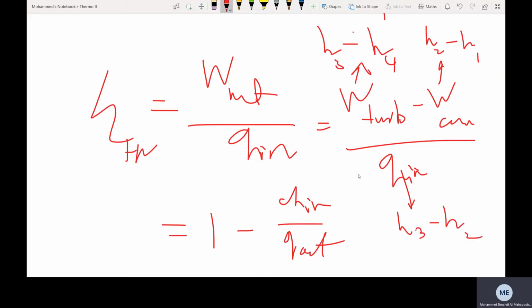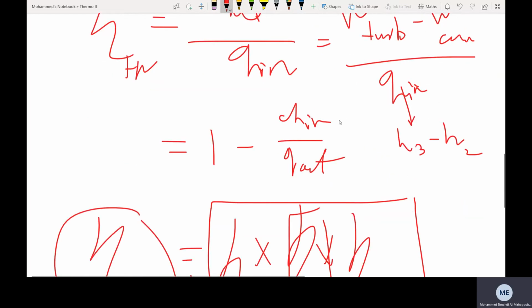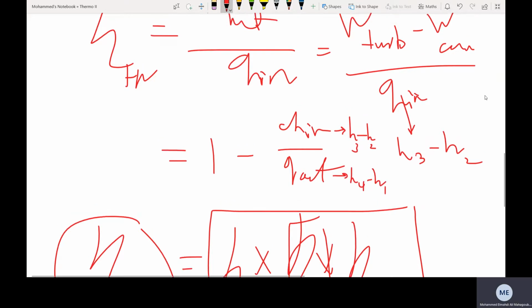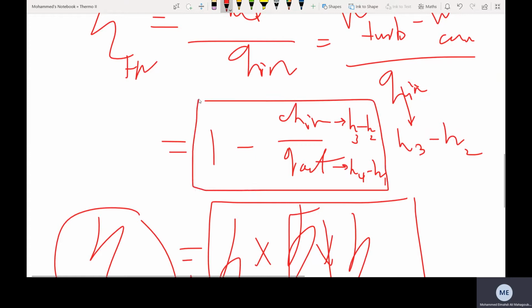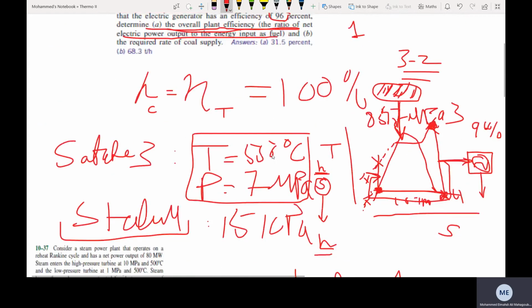Okay, so I basically need all the points. Or even if I worked here, for the heat addition, I need H3 minus H2, and for the heat out, I need H4 minus H1. So either way or both ways, I need all the points. Let's use this one, it is easier. So what is H3? What is H2? What is H4? What is H1? Now H3, I have the temperature and I have the pressure.